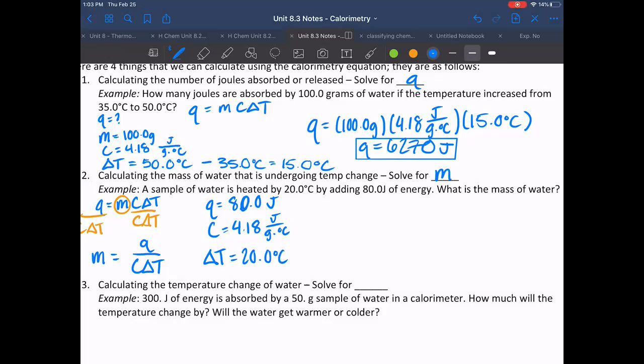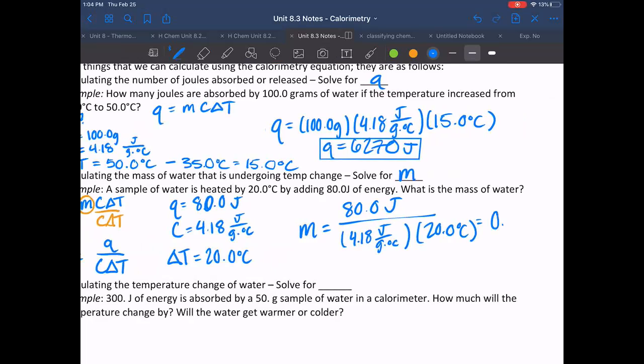It's very nice, yes. Okay, so now the last thing we do is plug it in. M is equal to 80 joules divided by 4.18 times 20. Oops, and I put the parentheses too soon. The answer is, I'm going to actually write it down, 0.957 grams. Any questions about either of those that we just did?